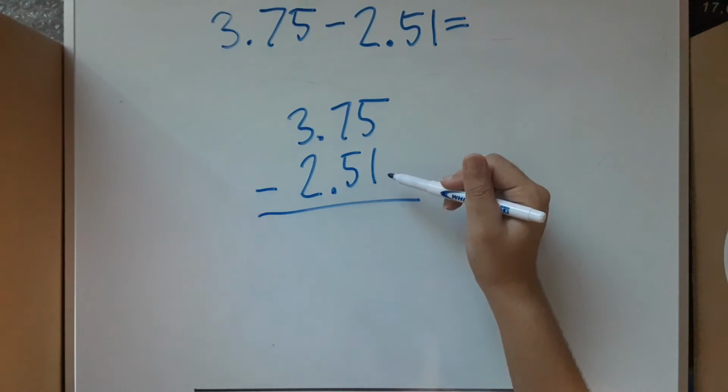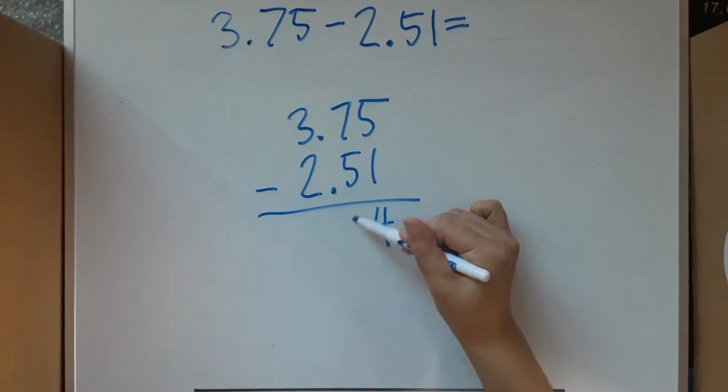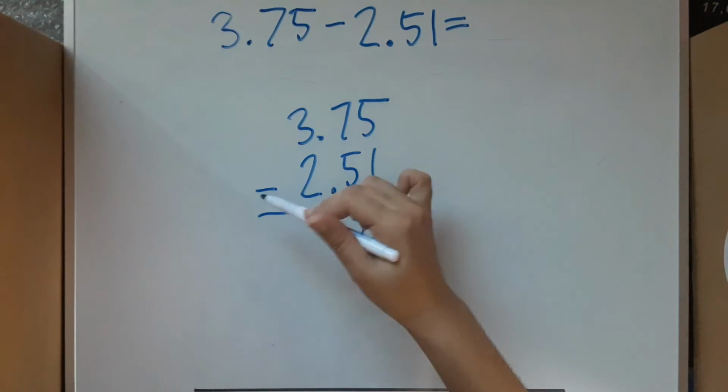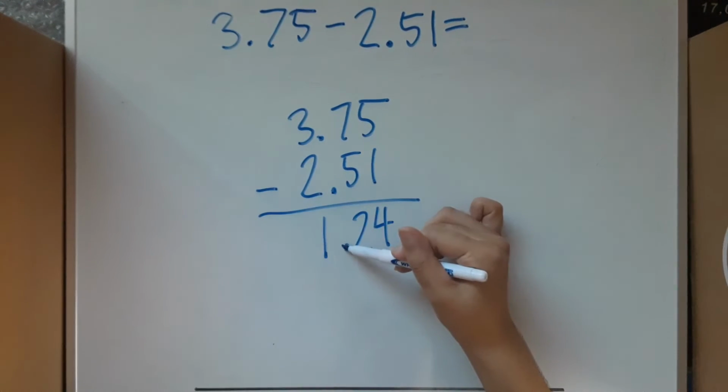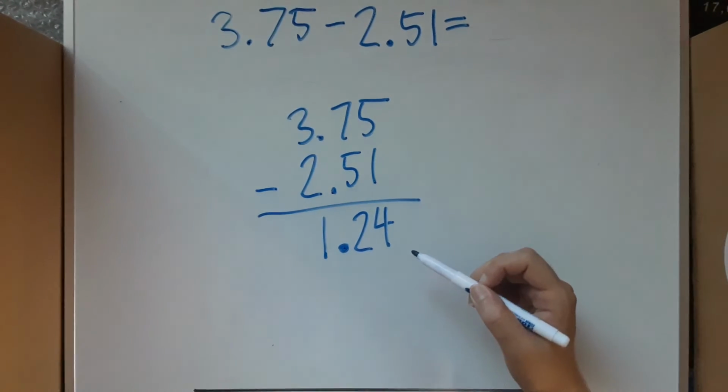5 minus 1 is 4. 7 minus 5 is 2. And 3 minus 2 is 1. So we have 1 and 24/100.